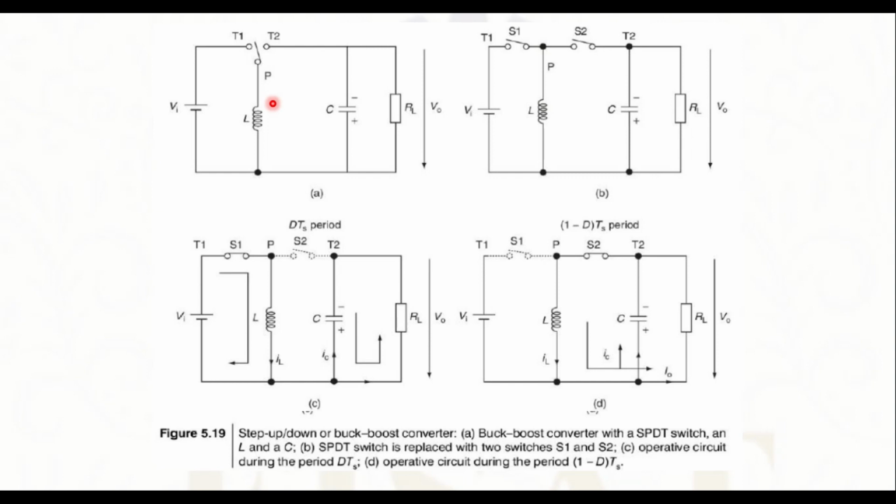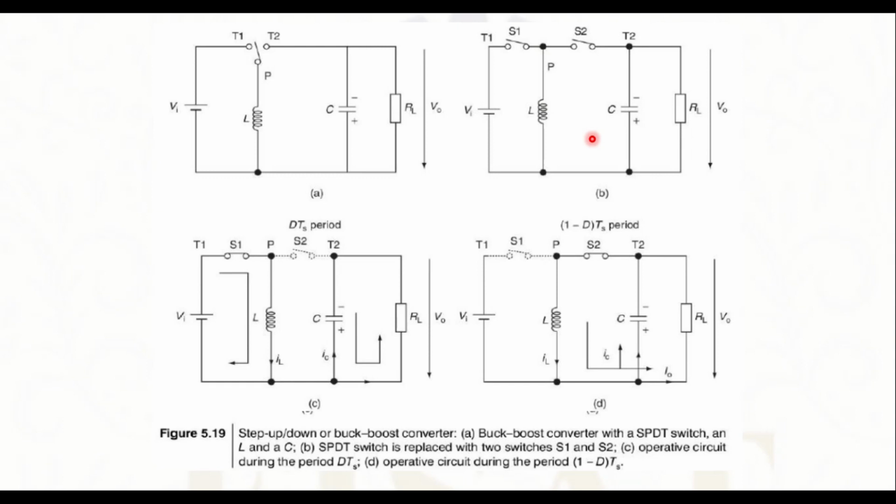But for the buck boost converter, the inductor is connected between the pole and the ground of the circuit. As we can see in this figure, the inductor is connected between the pole and the ground. So this is the main difference between the circuit of the buck converter, boost converter and the buck boost converter. That is, for the buck converter, the inductor is connected between the pole and the output, that is, between the switch and the output. But for the boost converter, the inductor is connected between the pole and the input.